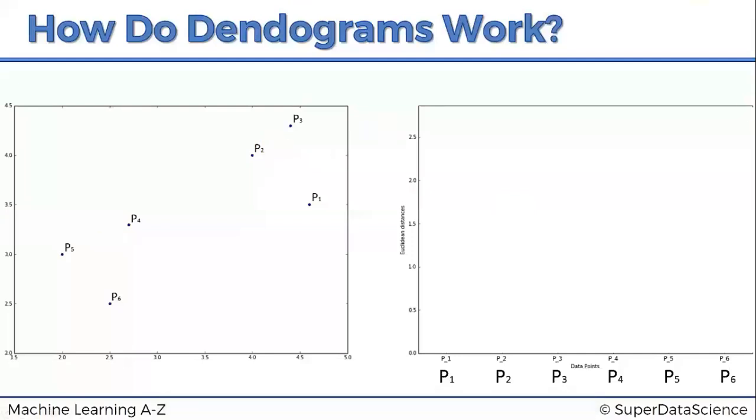Next, we're going to find the 2 closest points, which are these 2, and put them into one cluster. That's our step 2 in our algorithm. So there we go, that's the 2 closest points, and now we're putting them into one cluster.